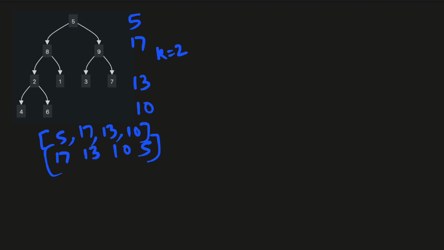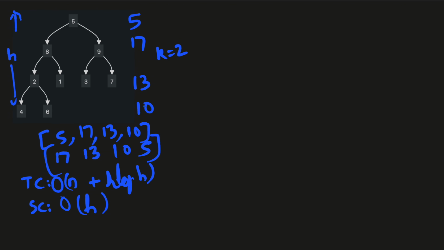But the time complexity of this approach will be O of n, where n is the number of nodes in the tree, because we are going through each node in the tree to calculate the level sum for each level. And then based on this, we create a list of size h, where h is the number of levels in the tree. To sort this list, that will take h log h time. In terms of space complexity, it will be O of h, because we are storing these h level sums in a list. And in the worst case, h can be equal to n, because the tree can be unbalanced. So in this case, the time complexity will be O of n log n, and the space complexity will be O of n.